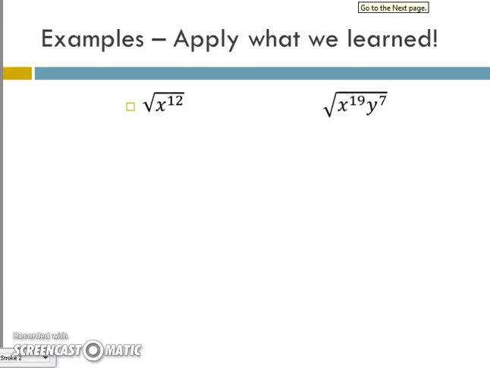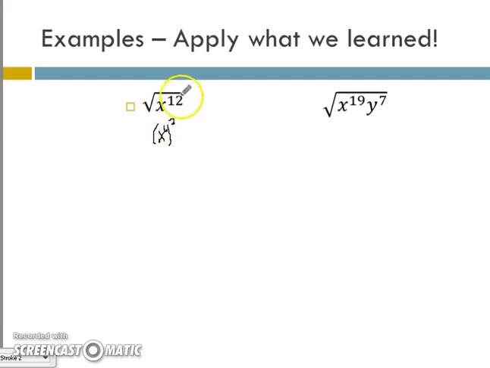So let's try this with a couple more examples. The square root of x to the 12th. Since this is an even exponent, I'm trying to think what times itself equals x to the 12th. So x to the 6th times x to the 6th would be how you get to x to the 12th, because it's like x to the 6th raised to the 2nd power. It's multiplying it times itself.